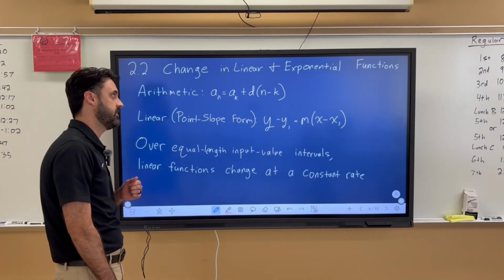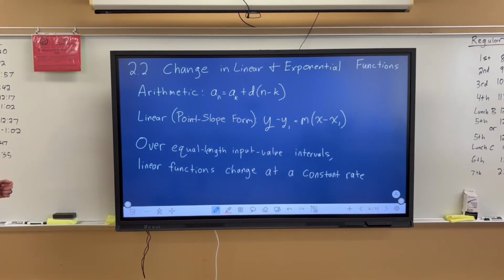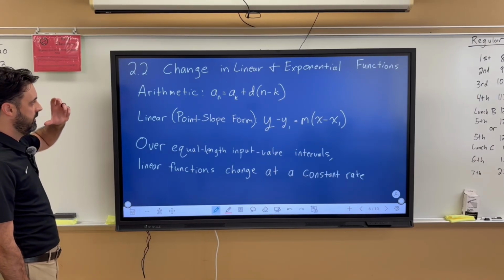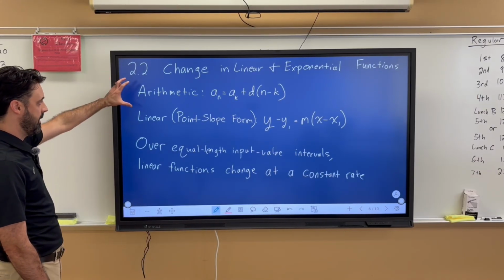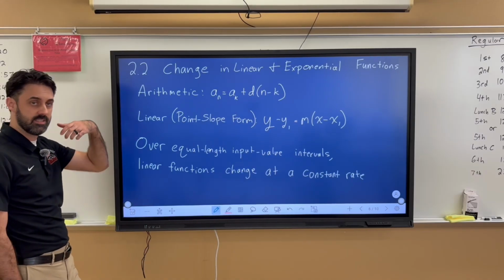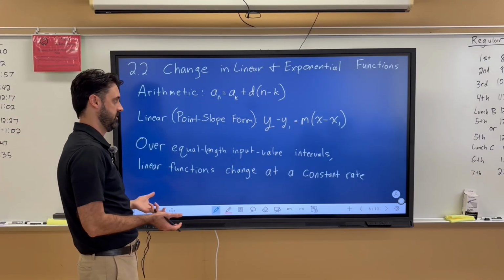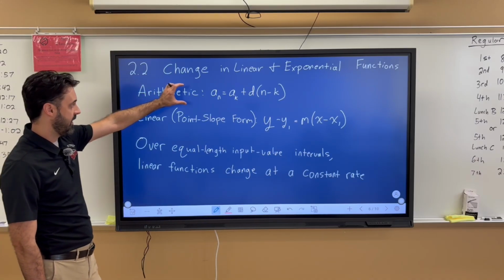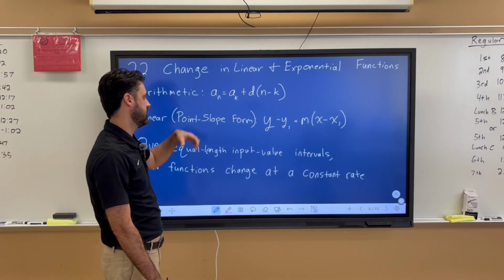All right, guys, section 2.2, change in linear and exponential functions. And so what we're looking to do in this video is talk about our arithmetic and our geometric sequences and types of functions that they are very similar to. So arithmetic sequences, we've had this formula that we've been working with for a few days.